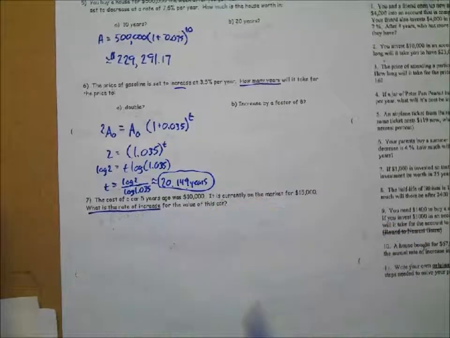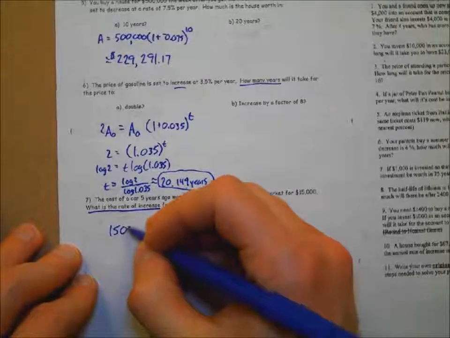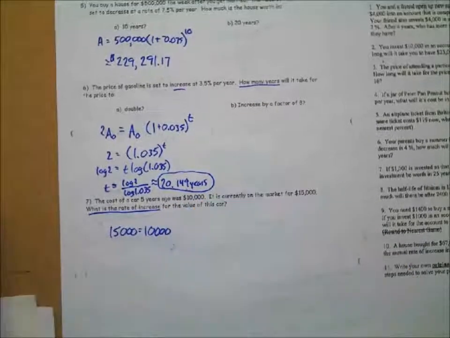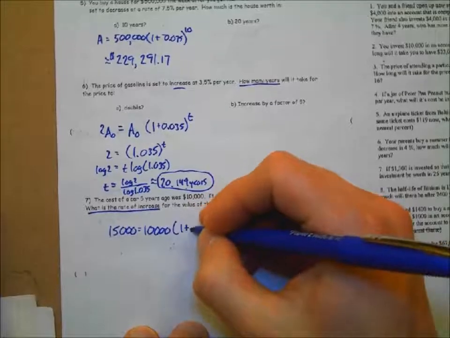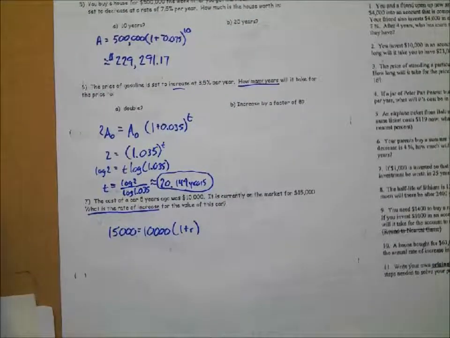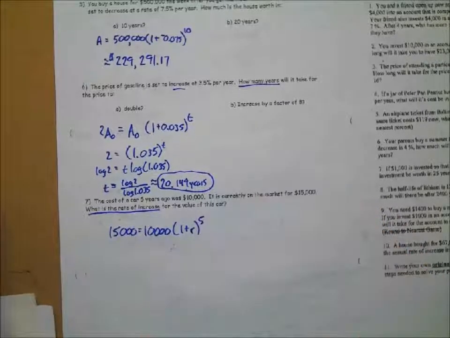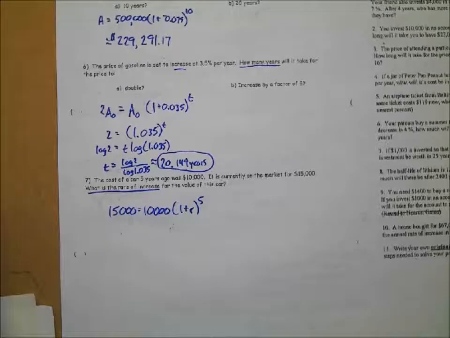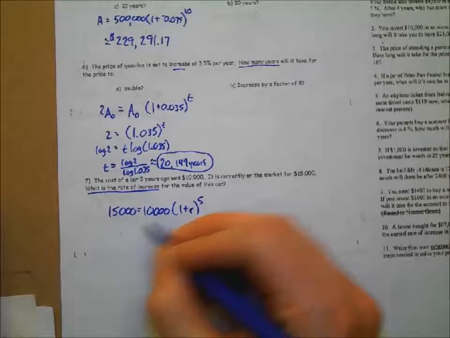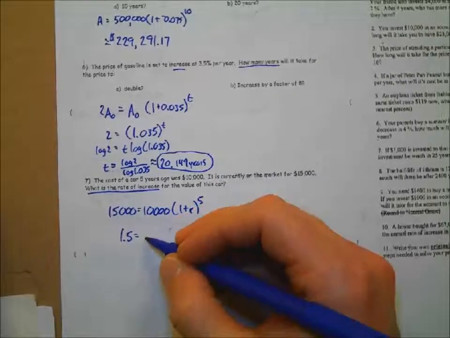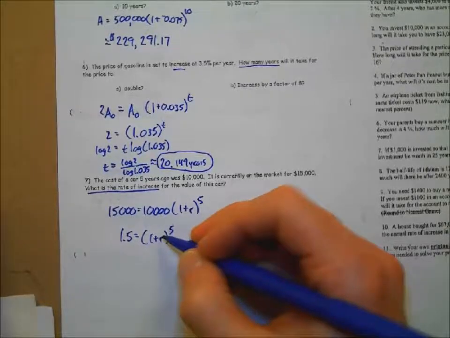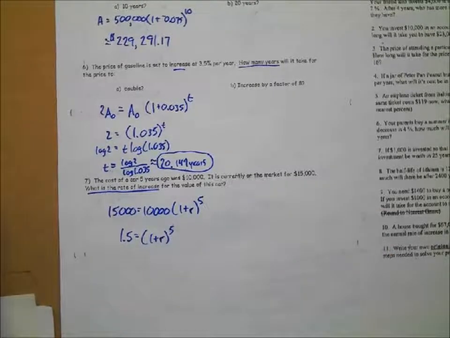Okay. What is the rate of increase? That means we're going to be solving for R, the interest rate here. The final amount, $15,000. The original amount, $10,000, times 1 plus R to the, and then what's our time here? It took how long to do that? 5 years, right? So to the 5th. So how should we go about solving this and get R by itself here? What should we do first? Divide by 10,000 on both sides, you get 1.5 equals 1 plus R to the 5th.